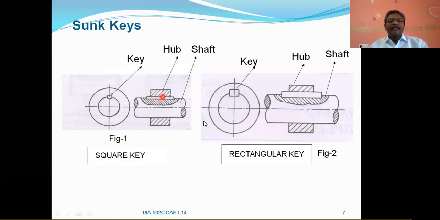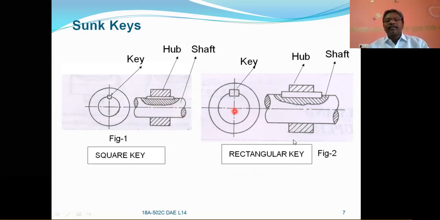And here, as it is a sunk key, half of the key is in the shaft and half of the key is in the hub. This is the hub and this is the shaft. The key is inserted in the recess called the keyway. That means half the keyway is in the shaft and half the keyway is in the hub.